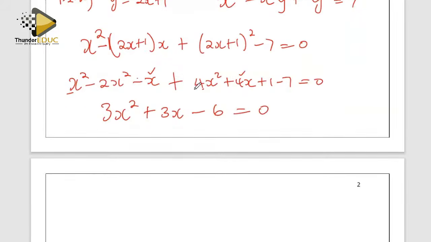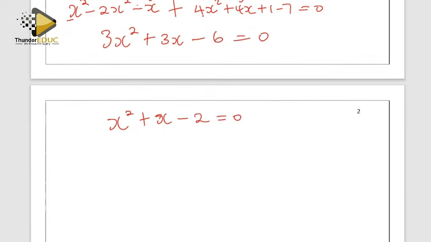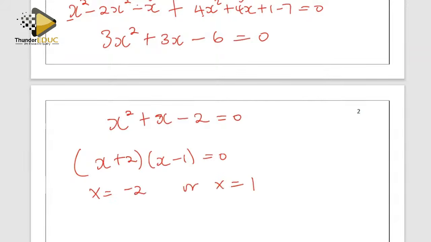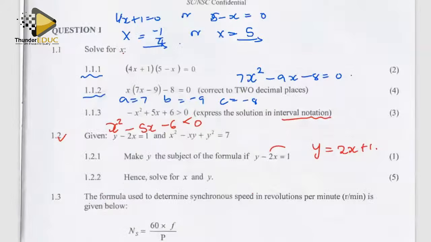Then to make life easier, I'll divide through by 3 so that I have x squared plus x minus 2 is equal to 0. So when I factor this out, I have x plus 2 and then x minus 1, meaning that the x values are going to be negative 2, or x is going to be 1. But we had the equation y equals 2x plus 1, and then we need to substitute into this. So if I substitute my negative 2, that's going to be negative 4 plus 1, which is negative 3. Or y is going to be just 3. So that is what I'm getting for that question for 5 marks.